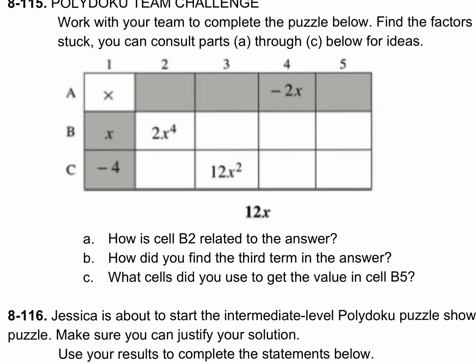Now you're going to see an example of a polydoku puzzle where some of the gray boxes are missing. We have some of what's going to result at the end, the final product.